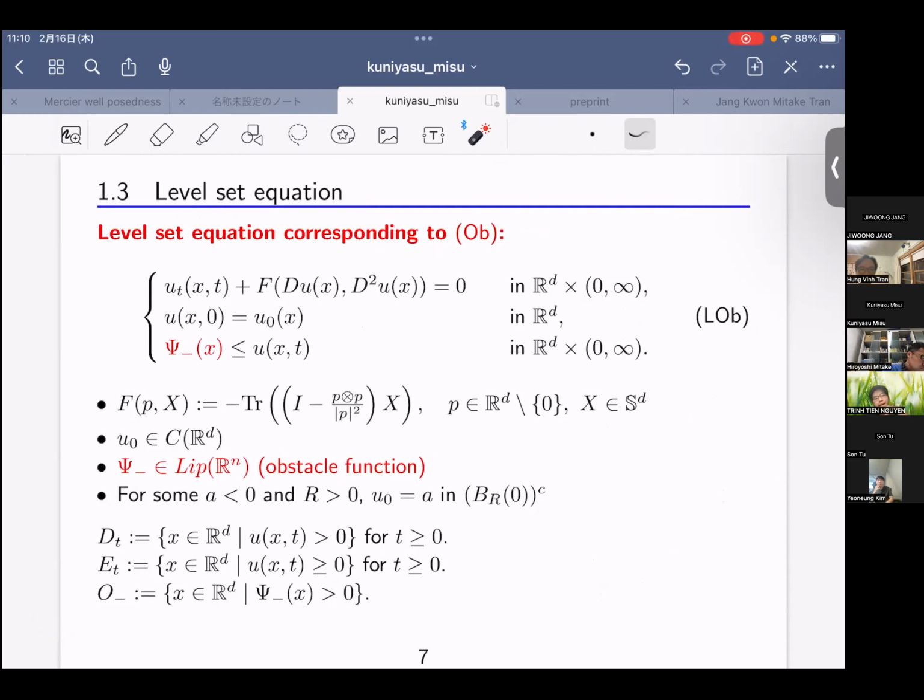So we consider a level set method and shall consider a level set equation corresponding to the obstacle problem. The obstacle function appears here. And by using this, we define the surface evolution as this one. D_t is the domain where u is positive, E_t is the domain where u is negative.